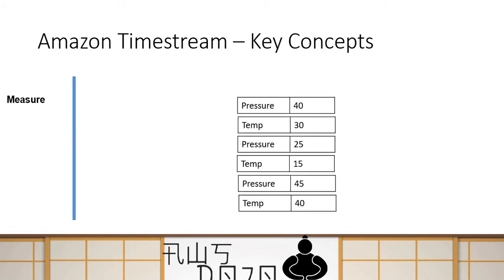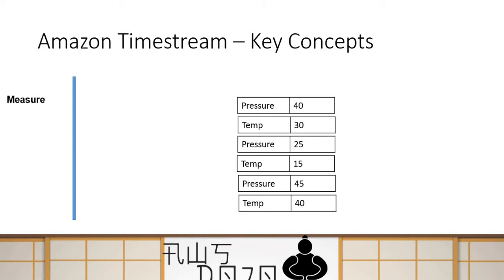And Amazon Timestream gives you the flexibility to define literally any level of measurement you want. There's no fixed schema here. You can use any key value pair, and you can create your measurements here.